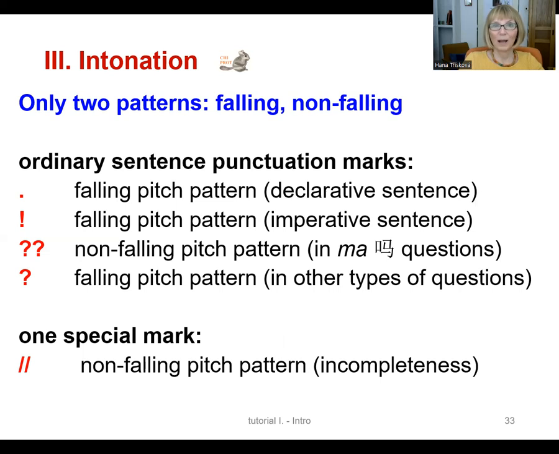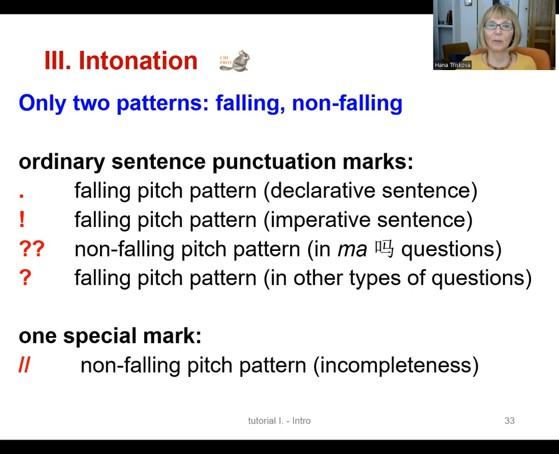Questions are a bit more complicated because we have several sorts of questions in Chinese. So particle questions such as 吗 questions have a non-falling pitch pattern, and are indicated by a double question mark, while other types of questions, such as questions with question words, for instance, 什么, 怎么, 多少, and so on, have a falling pitch pattern. So they have a plain, simple question mark. And I need only one special mark, a double slash, to indicate the boundary of a non-final phrase.